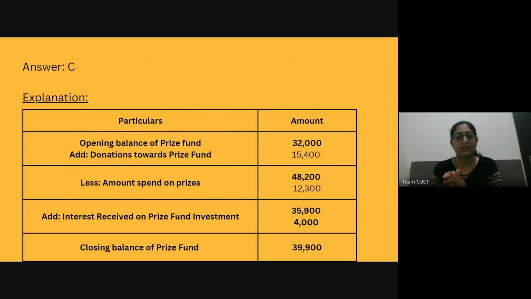The opening balance was 32,800. Now donations that are received towards prize fund will be added to it, that is 15,400. We got 48,200. Now we spent some amount on prizes which will be subtracted, that is 12,300. We are left with 35,900. We will further add the interest that was received on prize fund investment, that is 4,000. So our answer comes out like this, that is 39,900. So option C is our answer.